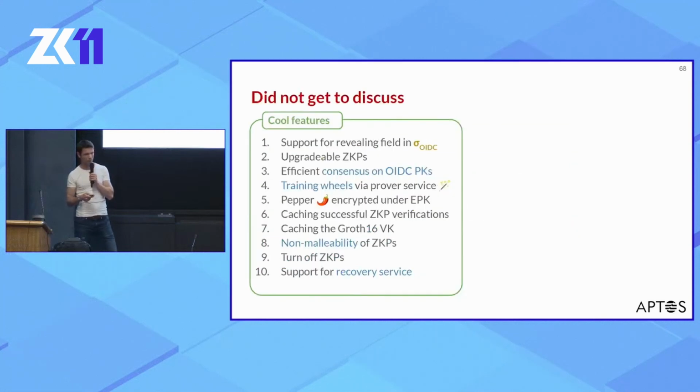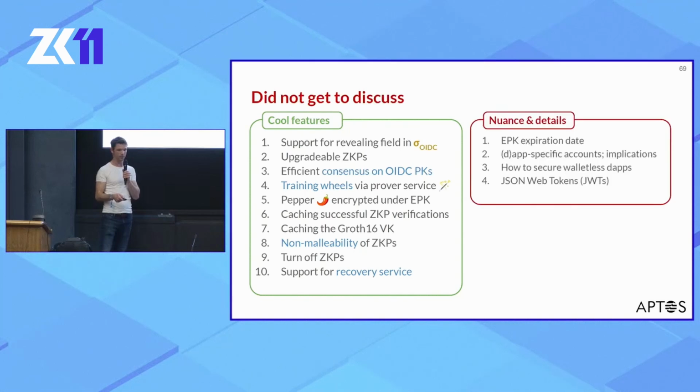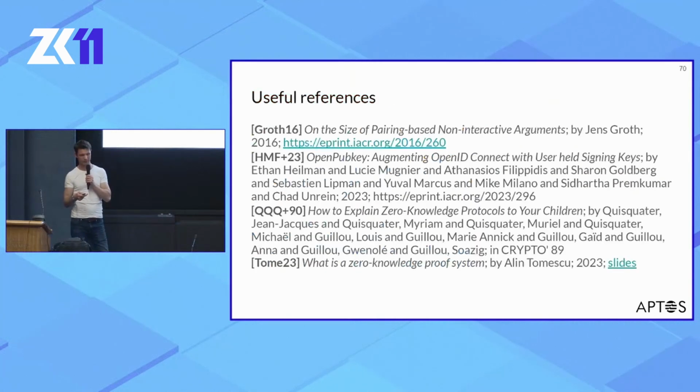And there's a lot of cool features that I did not get to discuss. I'll leave them here for you. And also a lot of nuance and details. In particular, this ephemeral public key that I mentioned actually has an expiration date. It doesn't live indefinitely. And there's implications around DApp-specific accounts that you have to deal with. And there's implications around walletless DApps that you have to deal with. And just this JSON web token stuff, this OpenID signature format, and how we deal with it in our application.